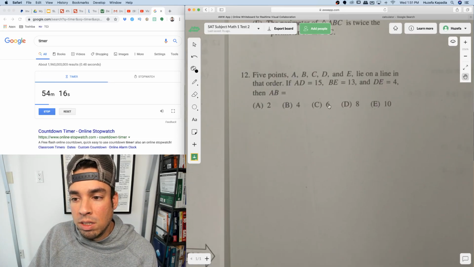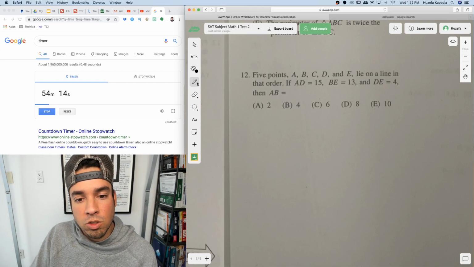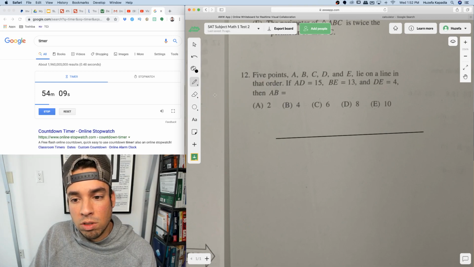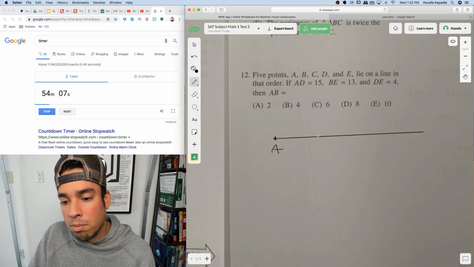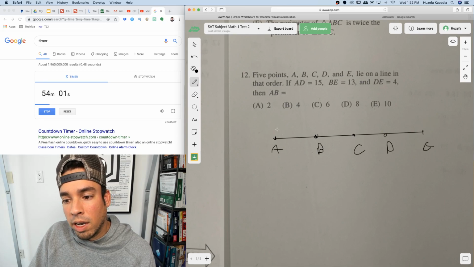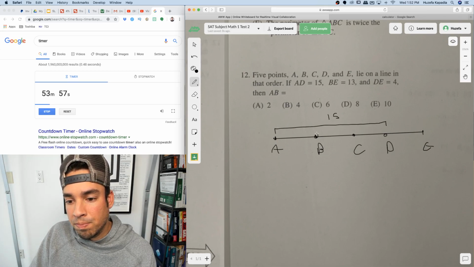12. 5 points A, B, C, D, E lie on a line in that order. Let's draw it out. 5 points, on a line. A, B, C, D, and E. AD equals 15. BE equals 13. And DE equals 4. That's this little guy in here.